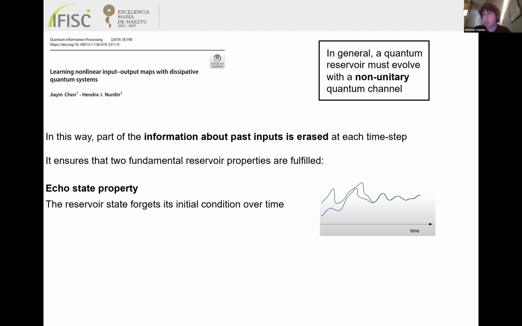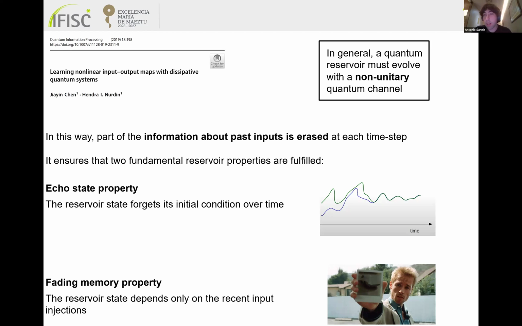One is the echo state property, which means that the reservoir state forgets its initial condition over time. So the final state of a reservoir after we inject the input will not depend on the initial condition. And we need non-unitariness for reaching that. Because if we have two initial states, for example two different density matrices, we want these two density matrices to converge to the same state after injecting the same inputs. But if my evolution is unitary, this distance will always be the same over time, and I cannot have this property.